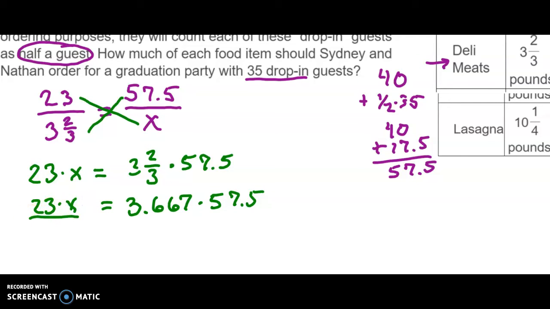And the opposite of times 23 is to divide by 23. Now remember, when you're doing this problem, it's going to have different numbers and different values to put in, but your process will be the same. We'll take the number of guests over the amount of meat we know, and use a proportion with the number of guests I plan on having over my unknown, and then we cross multiply and divide. All right, let's look at another example.